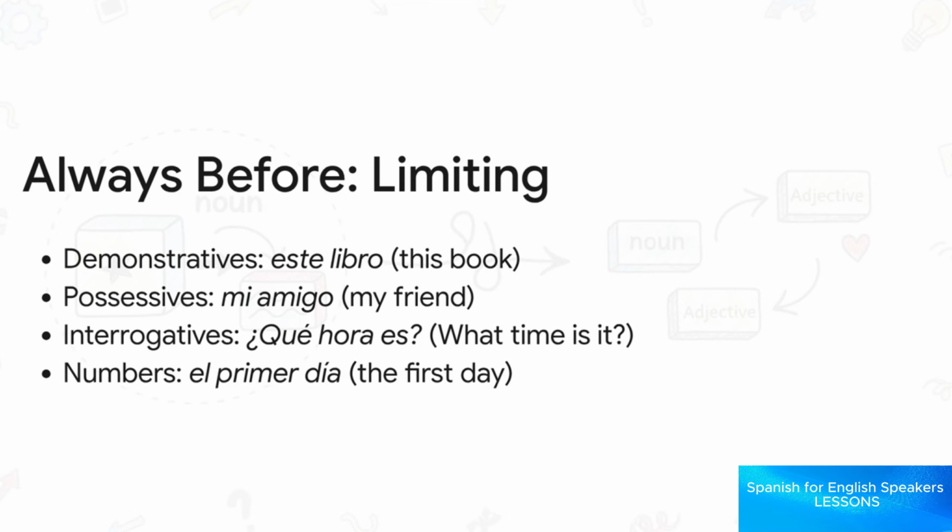The first set of exceptions are what we can call limiting adjectives. These are the words that specify which one or how many. Words like this, my, or first, they always come before the noun. This is a simple rule you can just memorize. It's always este libro, never libro este.